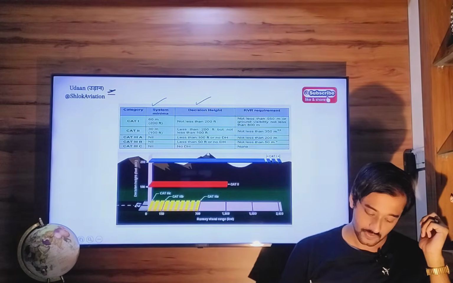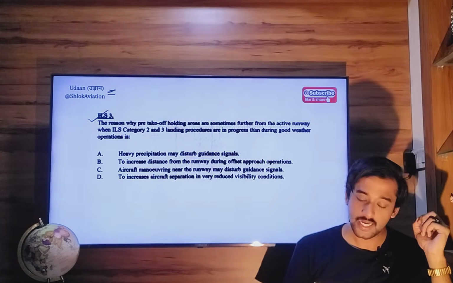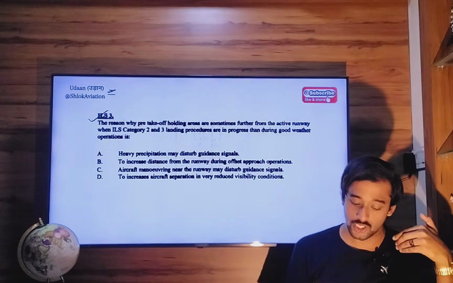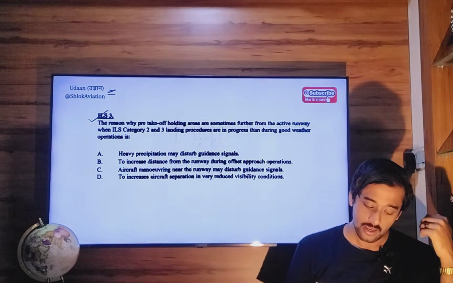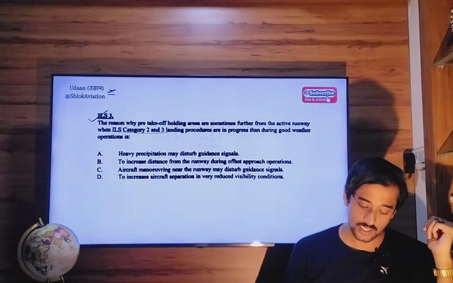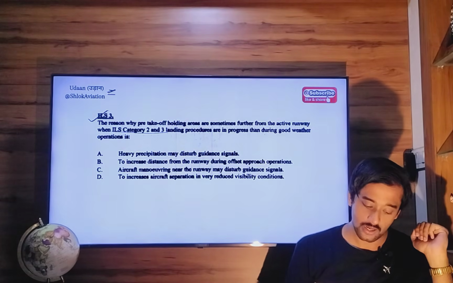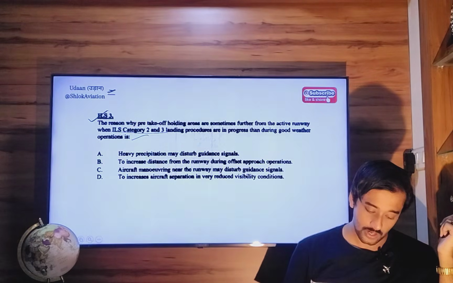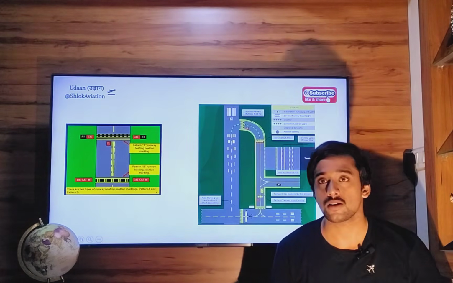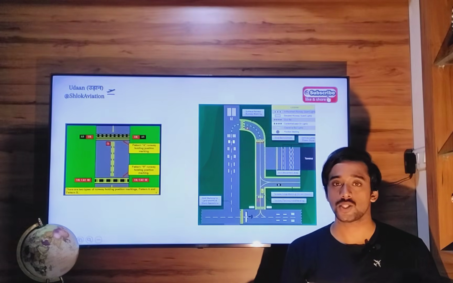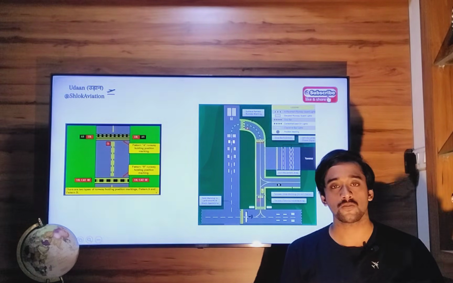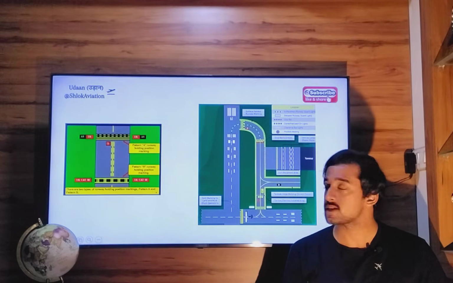Next, the reason why pre-takeoff holding areas are sometimes much further away from the active runway when Cat 2 and Cat 3 operations are ongoing, during good weather operations or bad weather operations, is what? So look at this. Now this is a part of regulations. If you have done aerodrome chapters, you will study about all the aerodrome markings and paintings, all that.